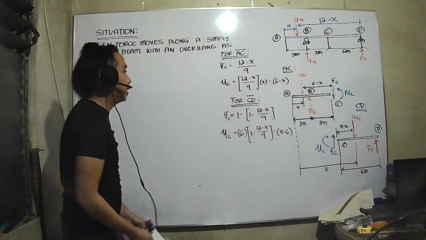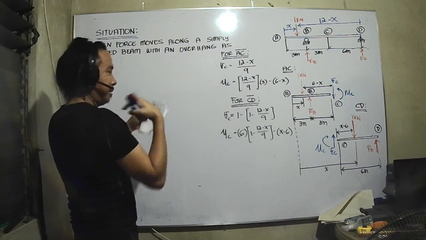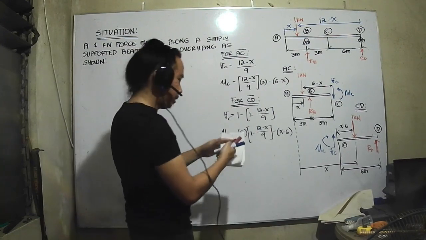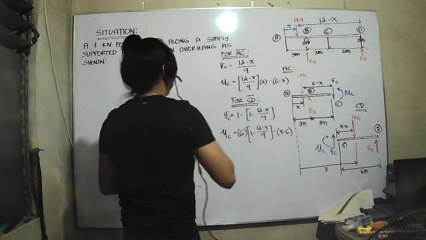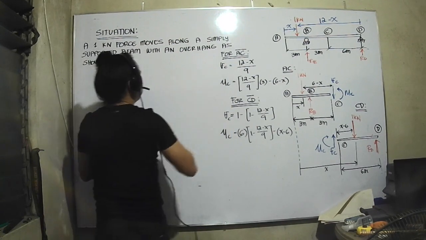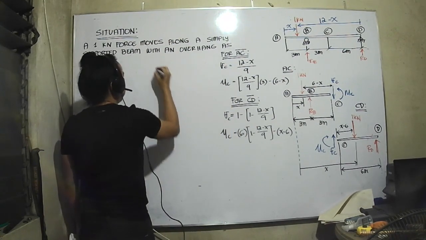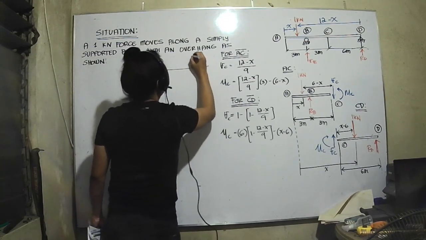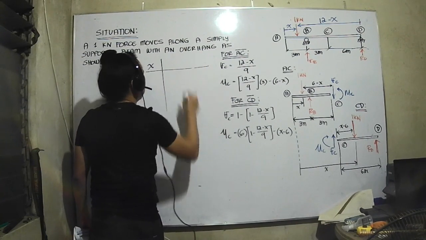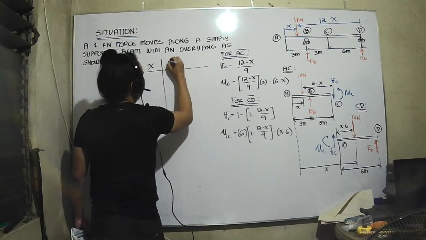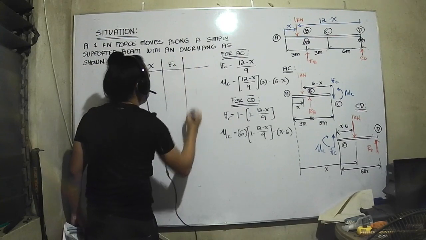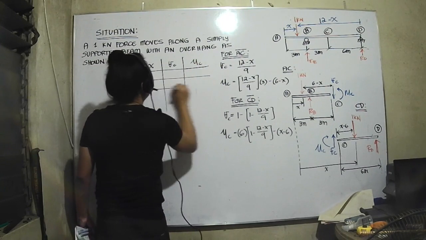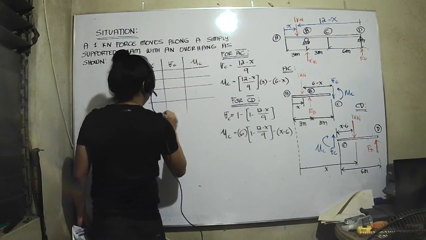So we now have these functions. Let's try to write this down in a table. We have x, then VC, and then MC, okay? Let's use the table function on the calculator.